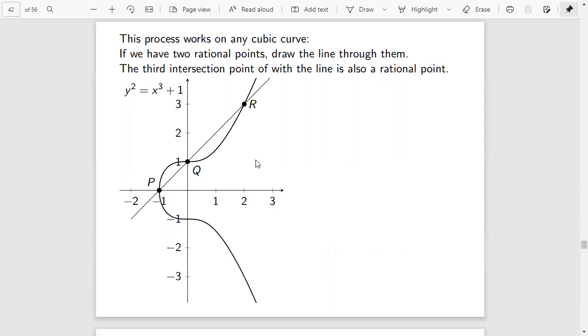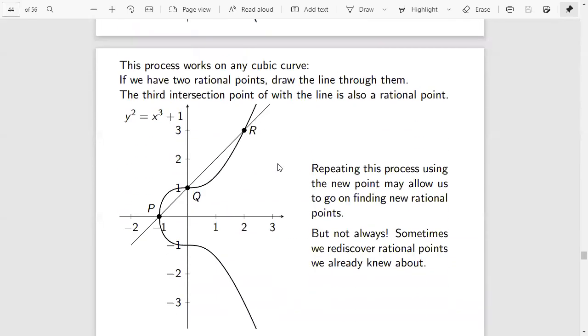So I said we could repeat the process and get more and more new points. We don't always get more and more new points. In principle, when you repeat the process, we might just rediscover points that we already had. So in this particular example of y squared equals x cubed plus 1, I believe there are 5 rational points on this curve. There are these 3 here, and then there are the reflections of this one and that one. And there are no more. If you draw all the lines, every combination of lines between those points, you only ever rediscover ones you already had. So sometimes you get infinitely many, sometimes you don't.